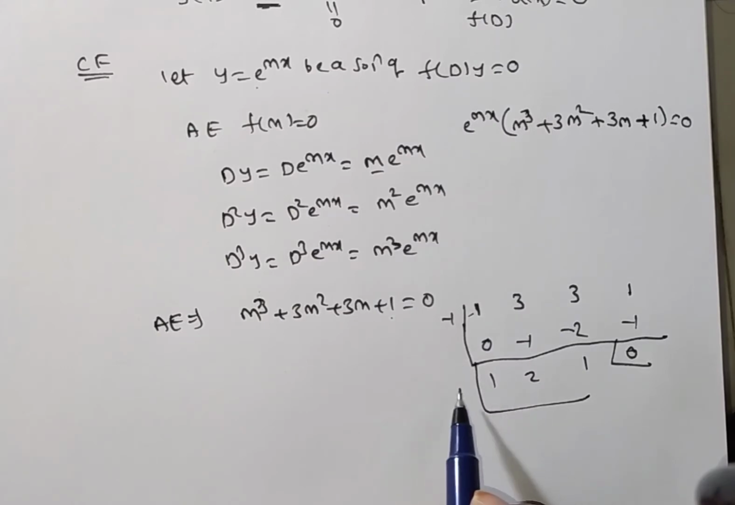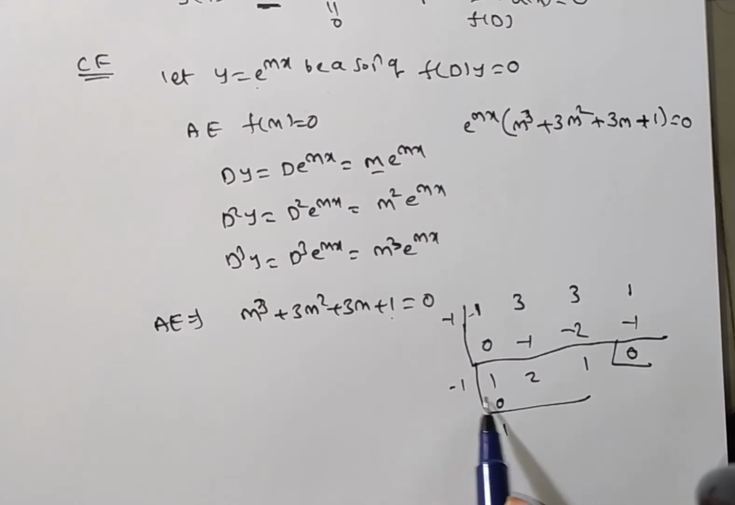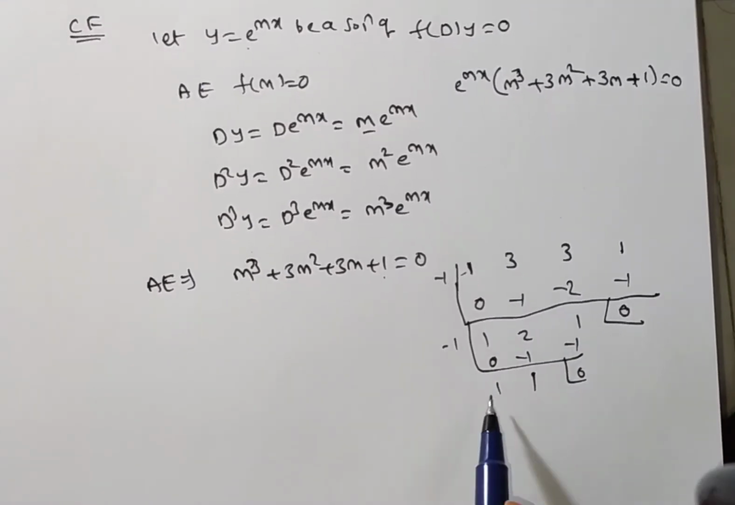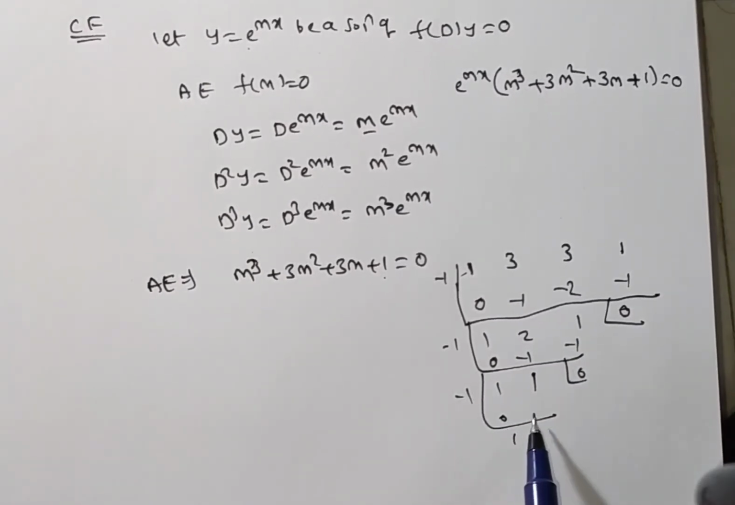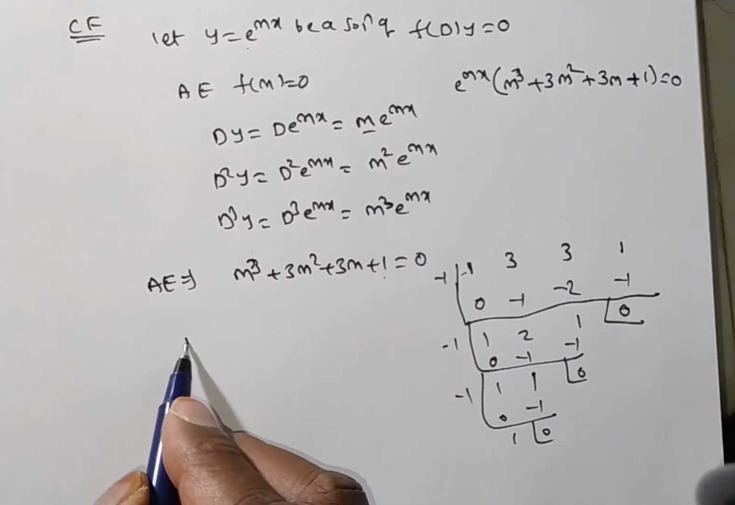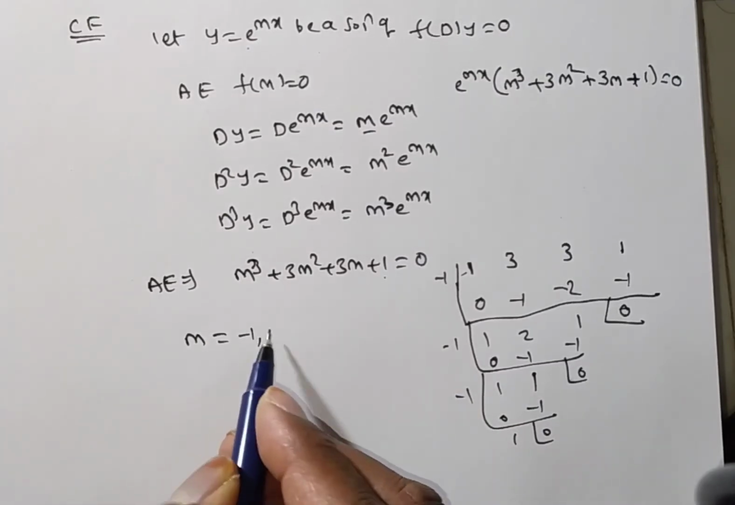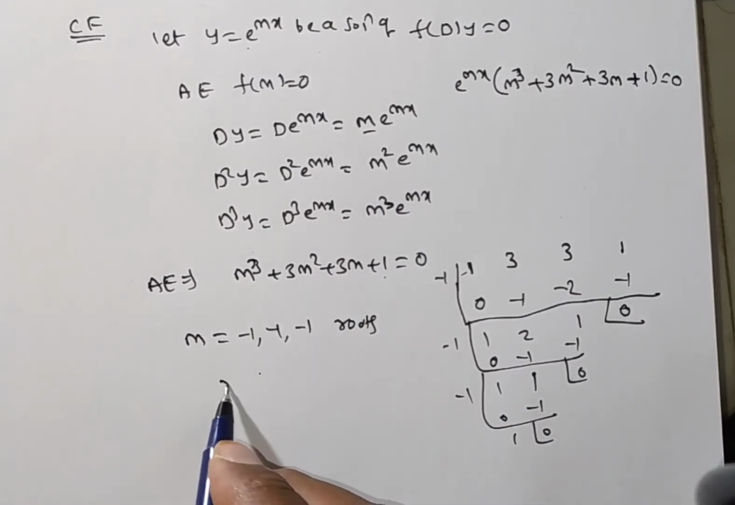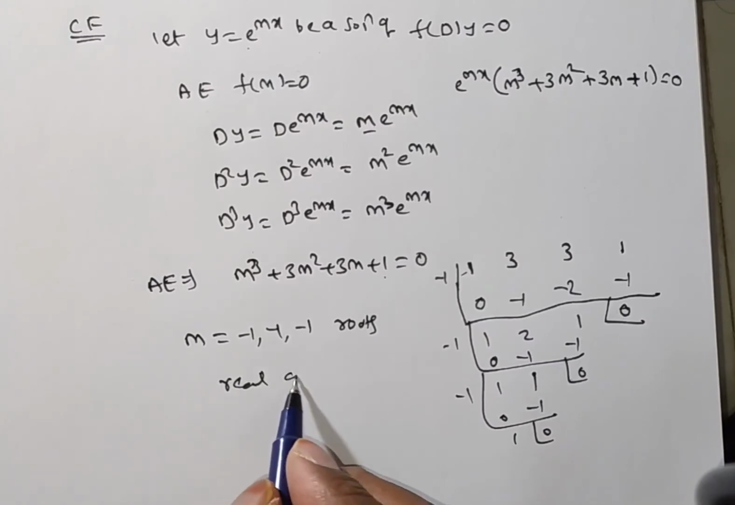Again you verify minus 1, next, yes, we have minus 1 is again one more root. Yes, we have minus 1, minus 1, minus 1. So 3 times we are getting the roots. Minus 1, minus 1, minus 1 are the roots. These roots are real. Is it or not? Yes, and repeated.